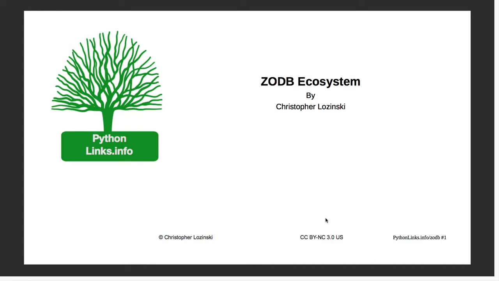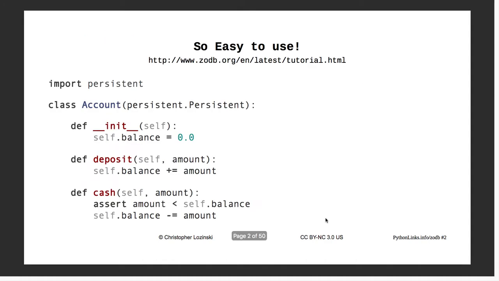The ZODB is an object-oriented database written in Python and optimized in C. The ZODB ecosystem includes all of the software, libraries, and tools which are used to work with the ZODB. And of course, any discussion of the ZODB would not be complete without a discussion of the different ideas and alternative approaches that people use. Okay, so why are we interested in the ZODB? It's so easy to use.